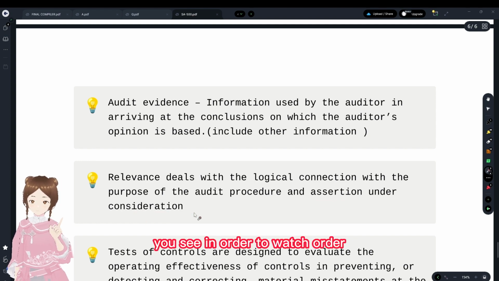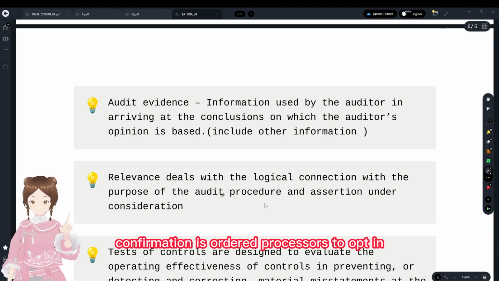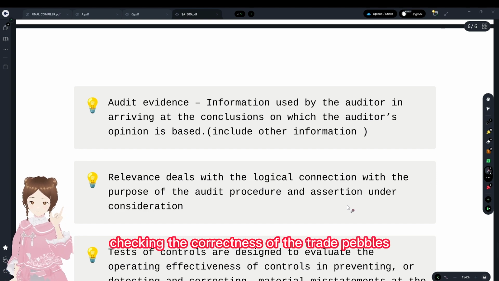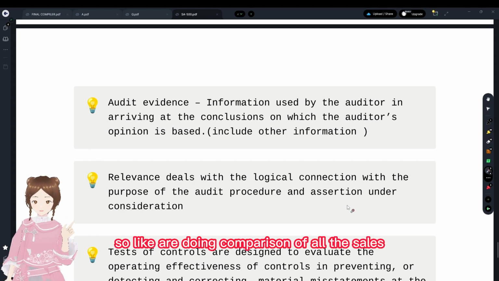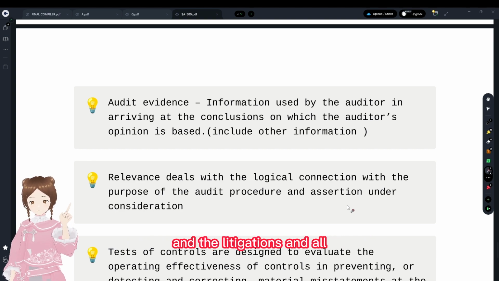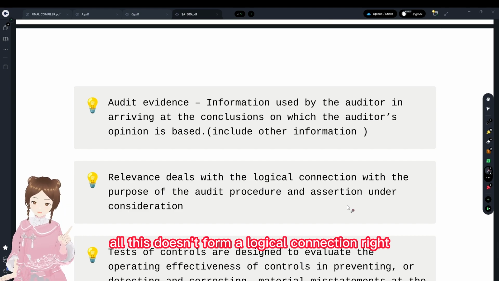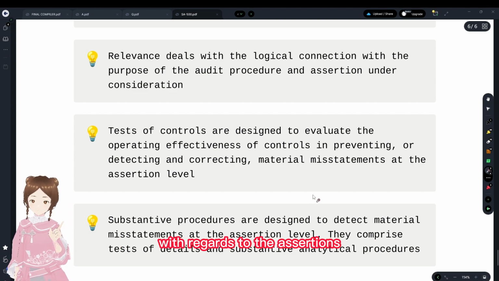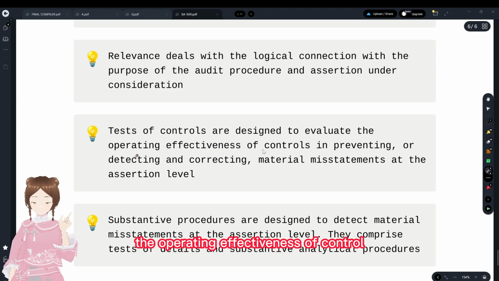You see, in order to audit the trade payables, what does he have to do? He has to do some external confirmations and all. External confirmation is the audit procedure to obtain audit evidence. The assertion is checking the correctness of the trade payables. So there has to be a logical connection. Doing a comparison of the sales and the litigations, or salaries of the employees, all this doesn't form a logical connection, right? So there has to be some relevance of the audit procedures to the assertions they were testing. Tests of control are designed to evaluate the operating effectiveness of control.